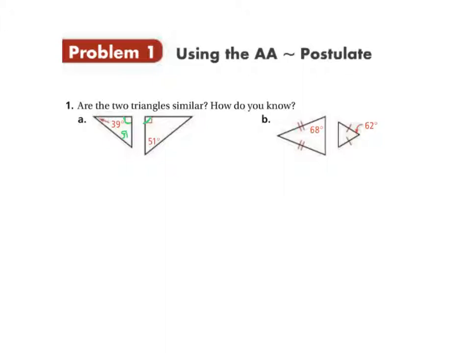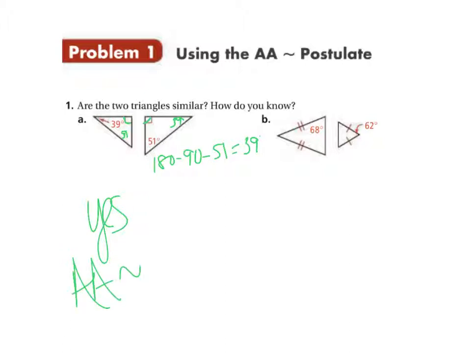And on this second triangle, if I were to do 180 minus the 90 minus the 51, I end up with a 39 is what that ends up being. So I actually do have angle similarity here. It didn't look like it, but I could figure out that the angles all end up the same. So I'm going to say yes, angle similarity.